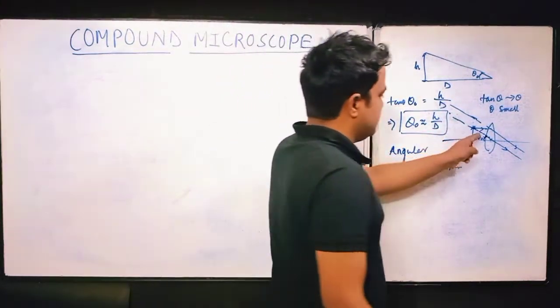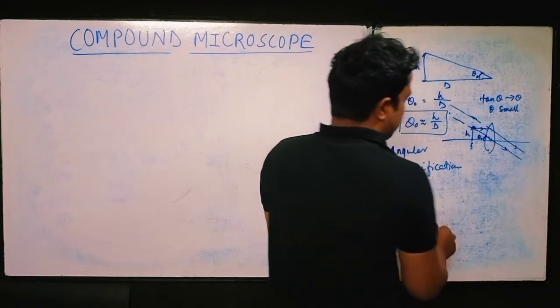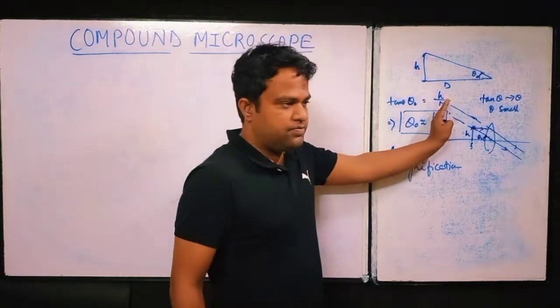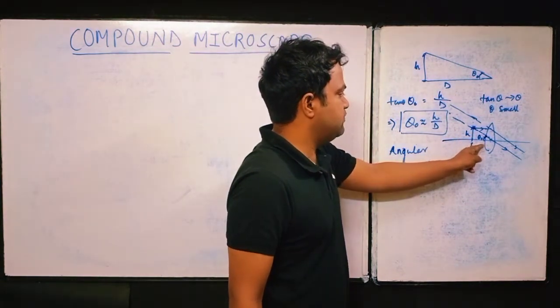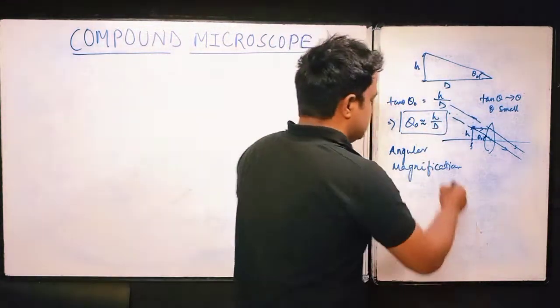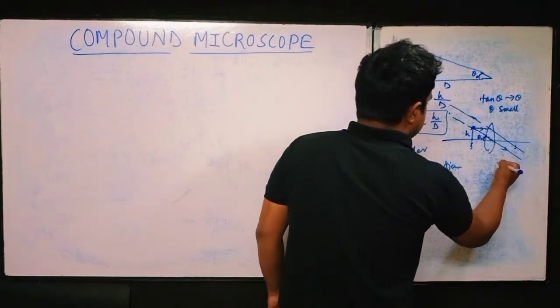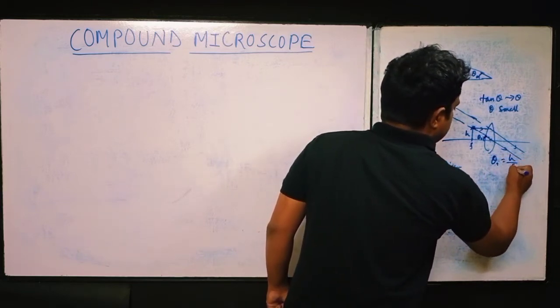So tan theta will become, again this is let's say h and this is focal length f. Basically your image will be h dash, but it will be the same tan theta, it's h by f, and h by D, it will be same, you can prove that. So for that you can write that your theta I is equal to h by f.